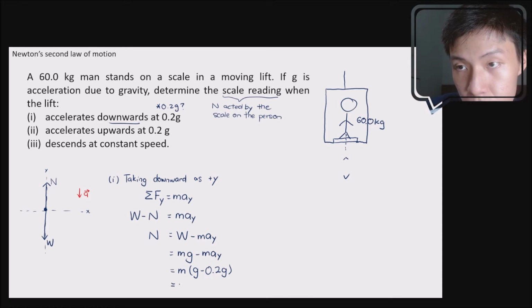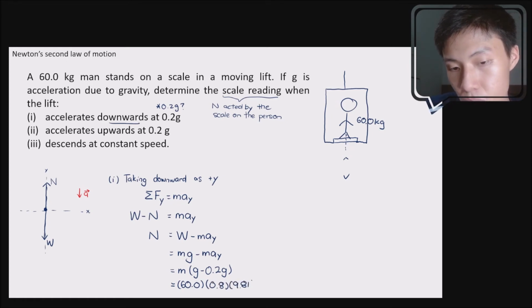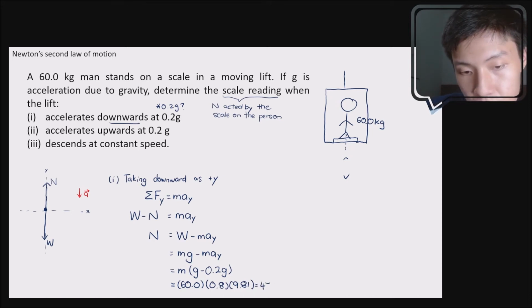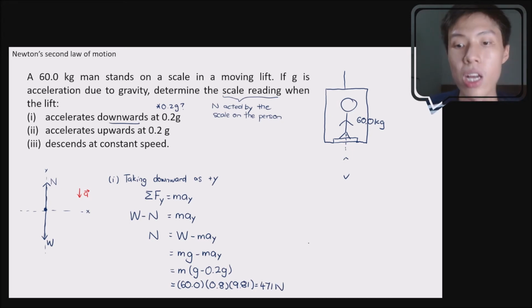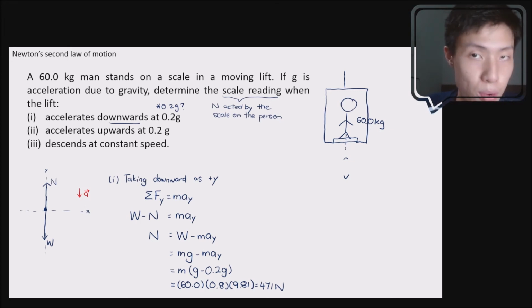We will substitute in everything. 16.0 times, this is 0.8 g, right? Times 0.8 times 9.81. Then what will you get for your answer? You will get 471 Newton. So this is the reading that will be recorded on the scale when this leaf here is accelerating downwards at a rate of 0.2 g, 0.2 times 9.81.